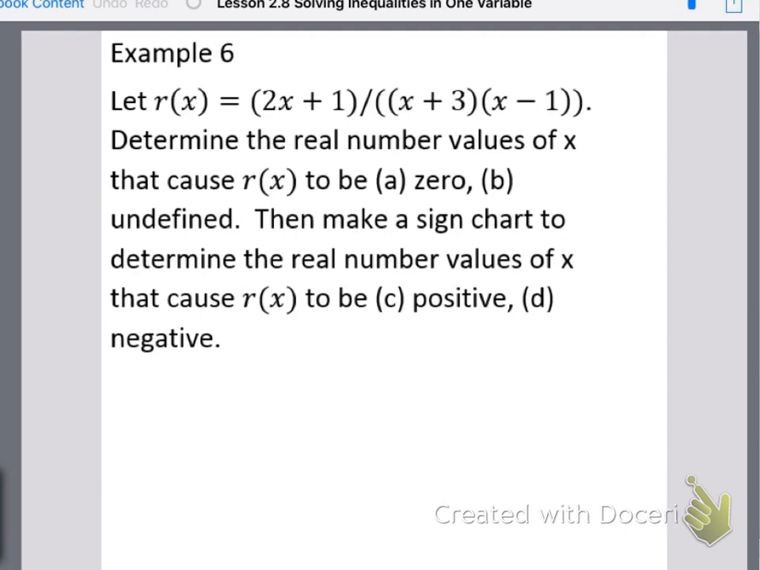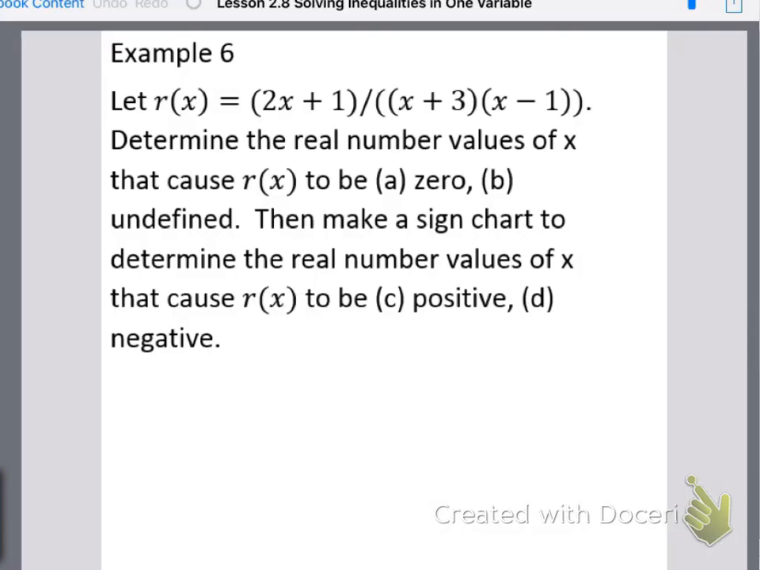Moving on. So let the real number value of, so here's our function. Hang on a second. I'm going to write it here so we have a little bit more room.